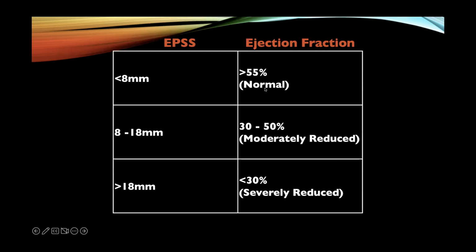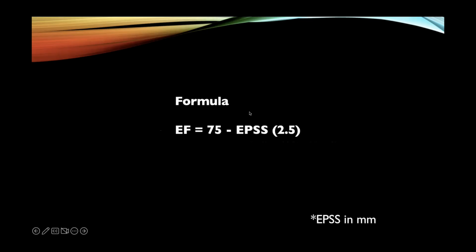In regards to the measurements, an EPSS less than 8 millimeters is most likely normal. Anything greater than that, you have a decreased EF, and how minimal the movement of the anterior leaflet of the mitral valve is determines how decreased your EF is. There is a formula, it's not perfect, but you can use it: 75 minus the EPSS times 2.5, with the EPSS measured in millimeters.